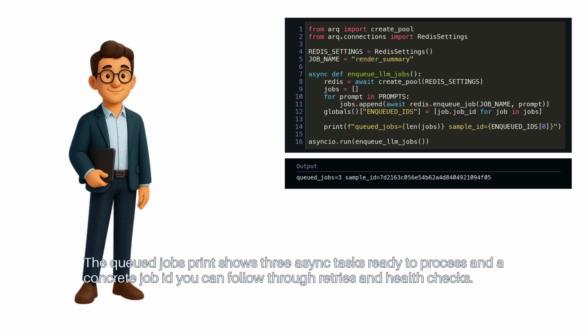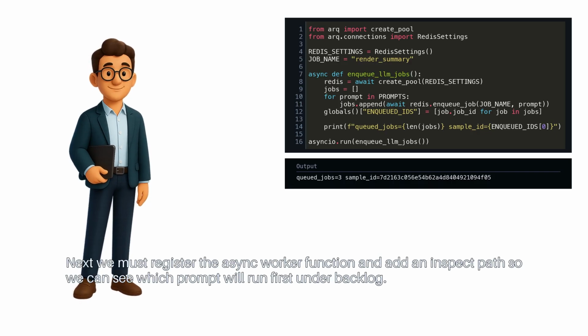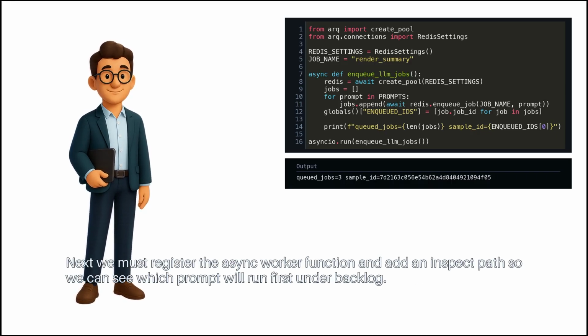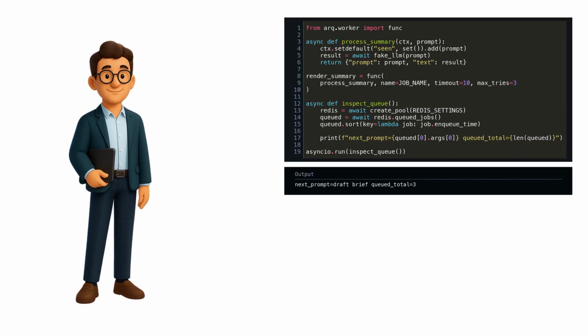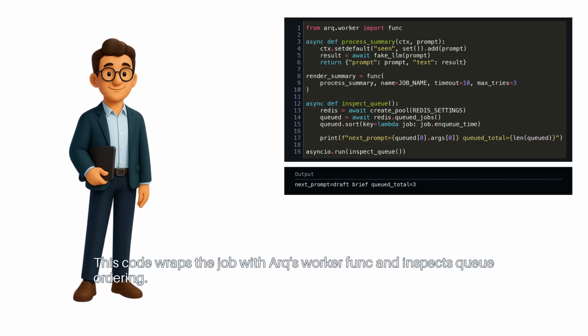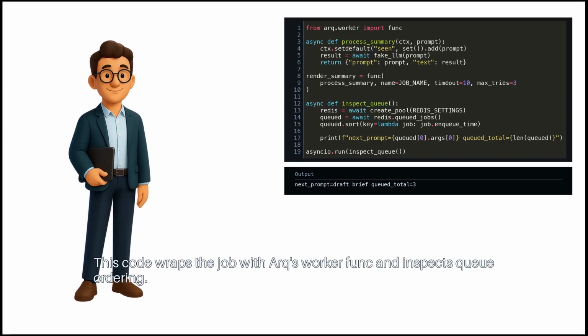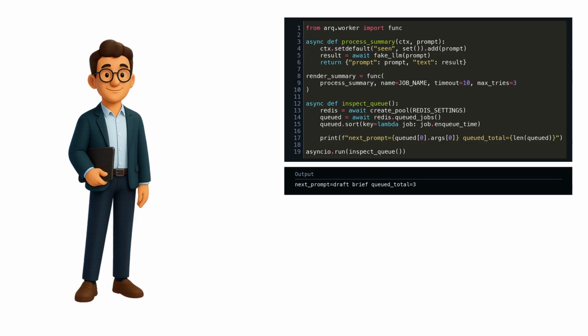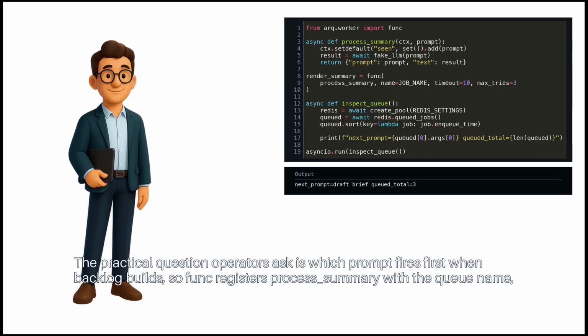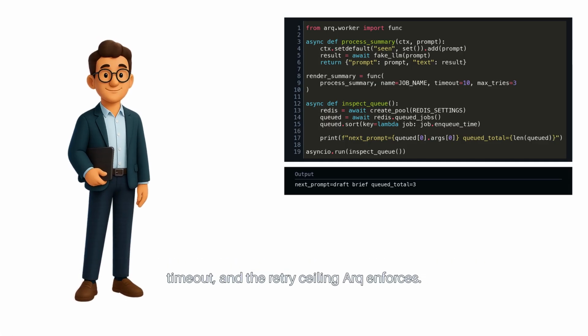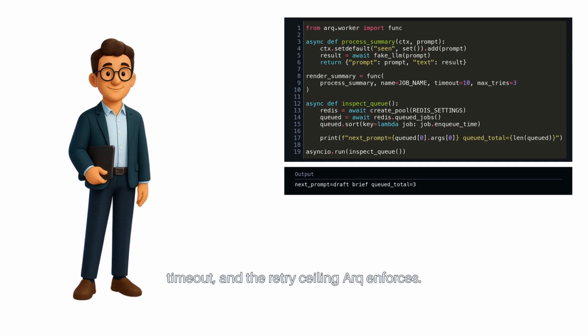retries and health checks. Next, we must register the async worker function and add an inspect path so we can see which prompt will run first under backlog. This code wraps the job with Arc's worker func and inspects queue ordering. The practical question operators ask is which prompt fires first when backlog builds. So func registers process summary with the queue name, timeout, and the retry ceiling Arc enforces.